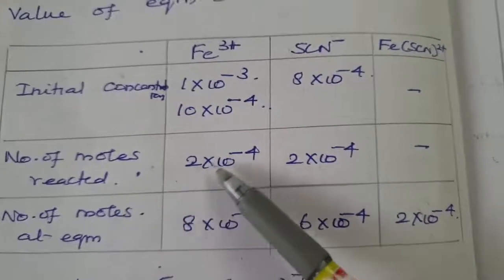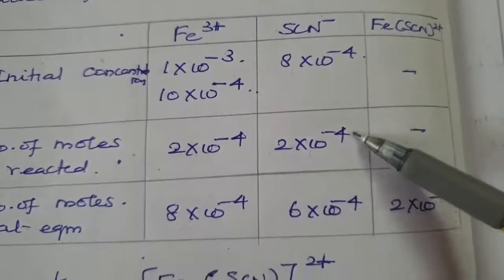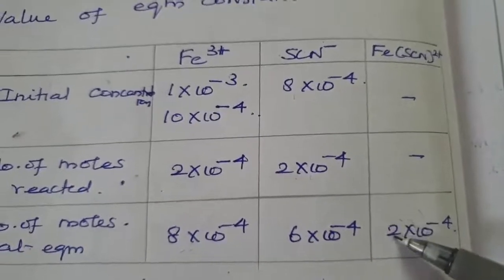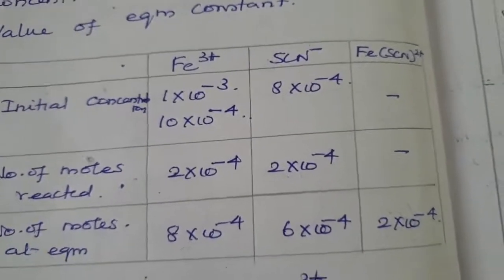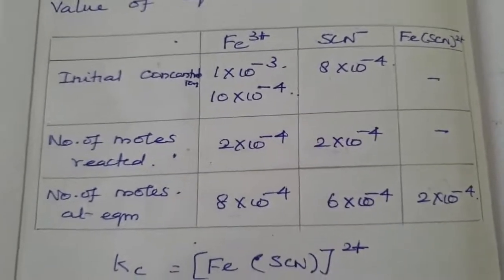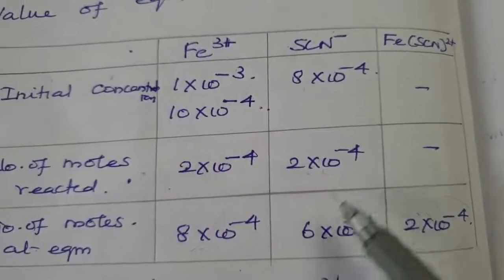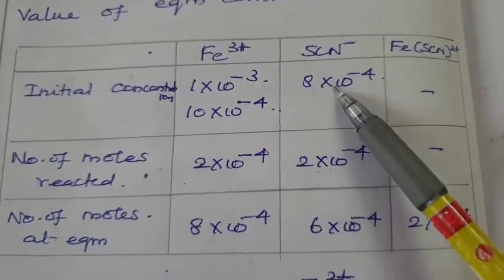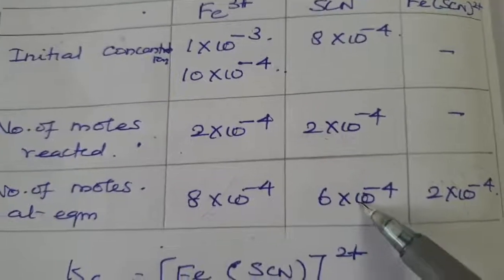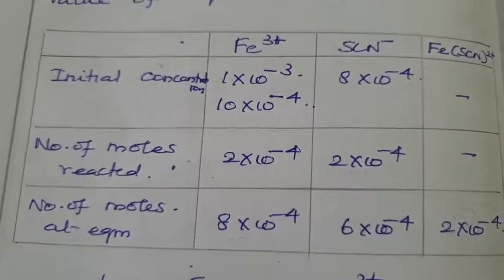Okay, so the number of moles of Fe3+ reacted is 2 × 10^-4 and SCN- reacted is 2 × 10^-4. This value is not given in the problem, we got it from this value. Okay, then the number of moles at equilibrium. You have the initial concentration and the number of moles reacted, only these two values you have to identify. Can you calculate the number of moles at equilibrium, or the remaining number of moles of SCN and Fe3+? Just subtract these two values and you can get it.